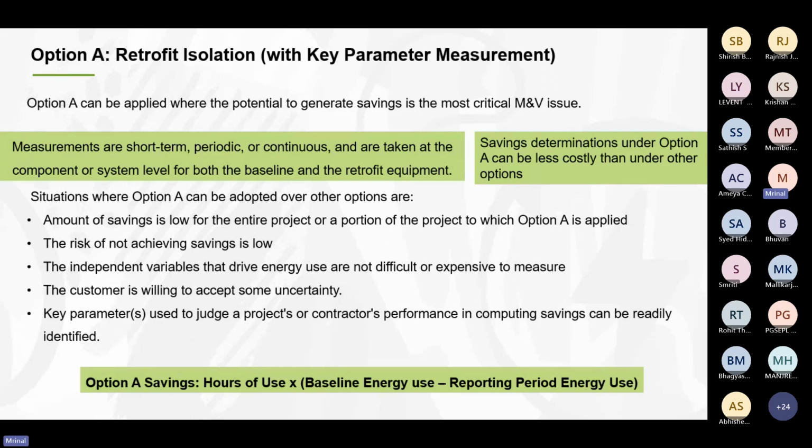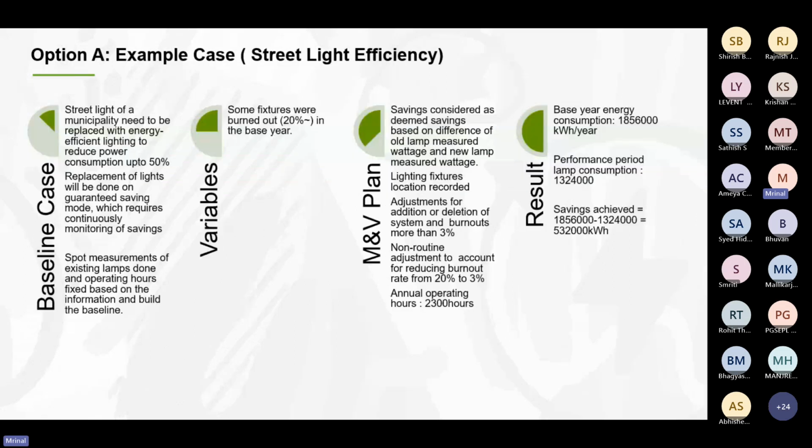Option A can be adopted where the amount of saving is low for the entire project. So wherever the saving quantity is low, this option can be adopted. And when the customer is willing to accept some uncertainty in the saving, that is also applicable for Option A. The formula for the energy saving is baseline energy use minus retrofit energy use, multiplied by the hours of use. So we understand this option by means of an example.